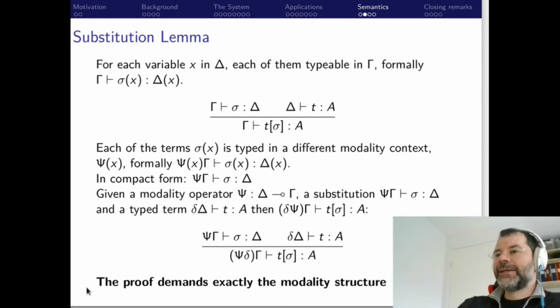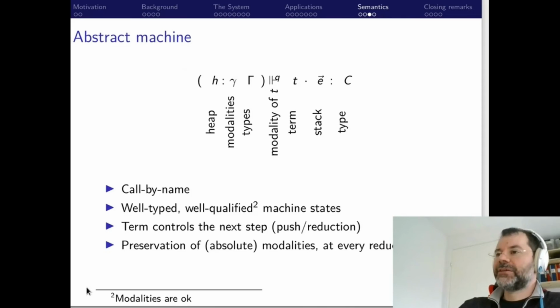We also have a modality preserving abstract machine. This is a call-binding machine where every state is well-typed and well-qualified. The main point of showing this machine is to show that dynamic execution steps will never overconsume, underconsume, see private information, etc. So the modalities annotations can be realized at runtime as such.